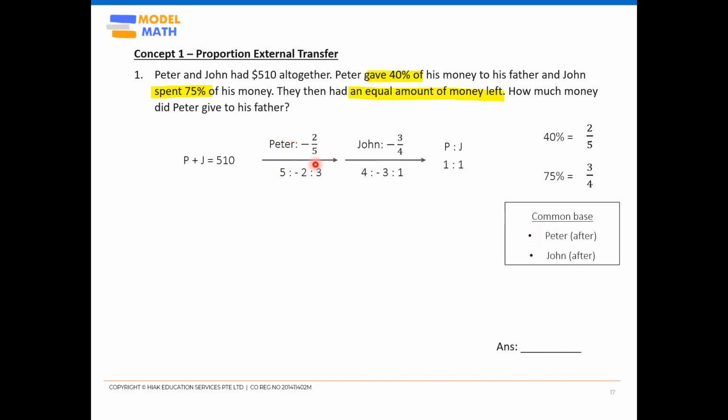So Peter's after here shows 3. Peter's after here shows 1. So I need to change this 1 to 3 as well. Make them the same. Okay, and we're going to do the same for John. So we see John here shows after 1 unit. Now John, now it's 3 units. Always look at the latest unit. So John now shows 3 units here. Here is 1. So I need to change this 1 to become 3 also. So everything times 3 together.